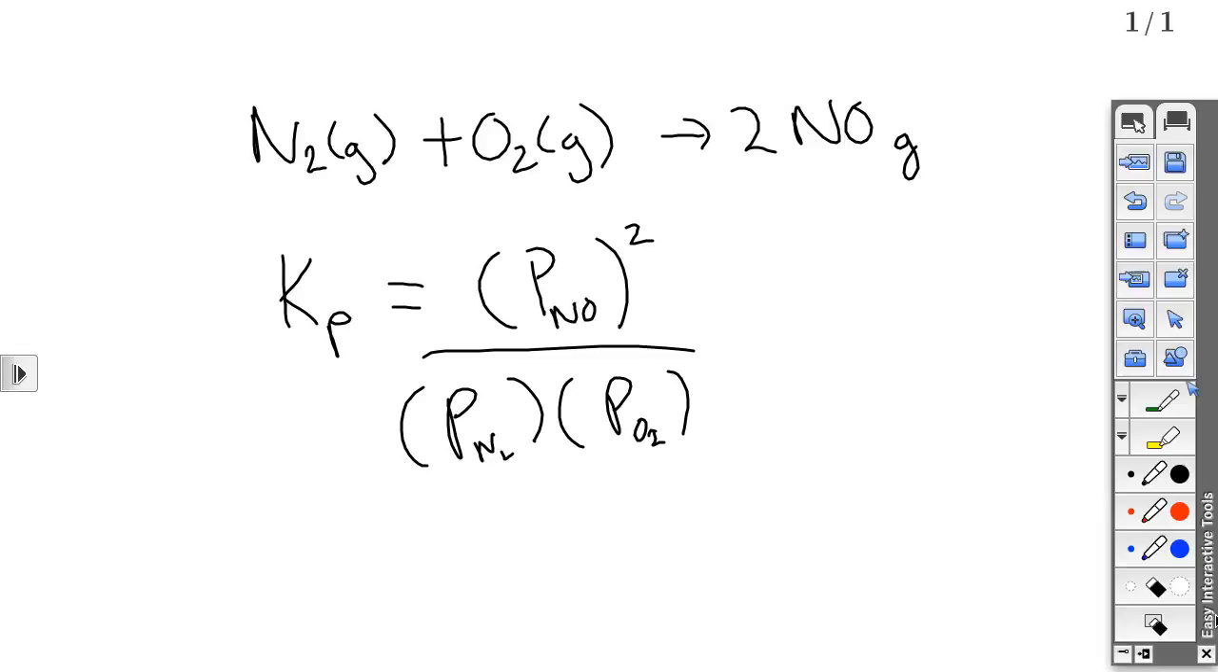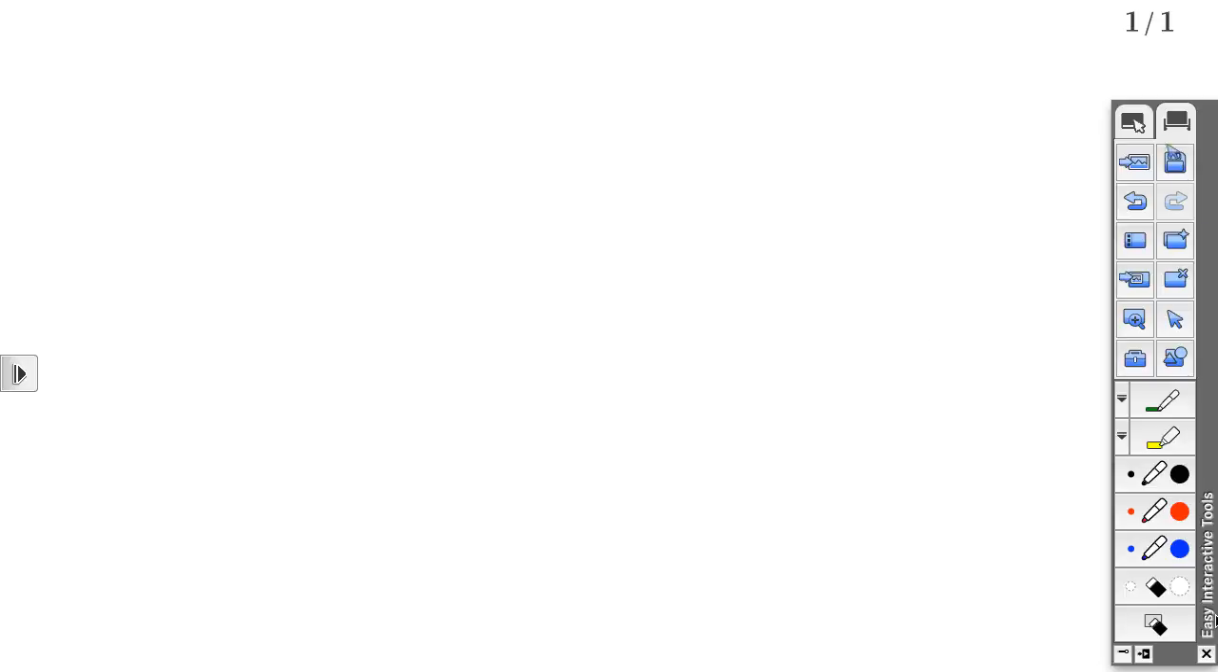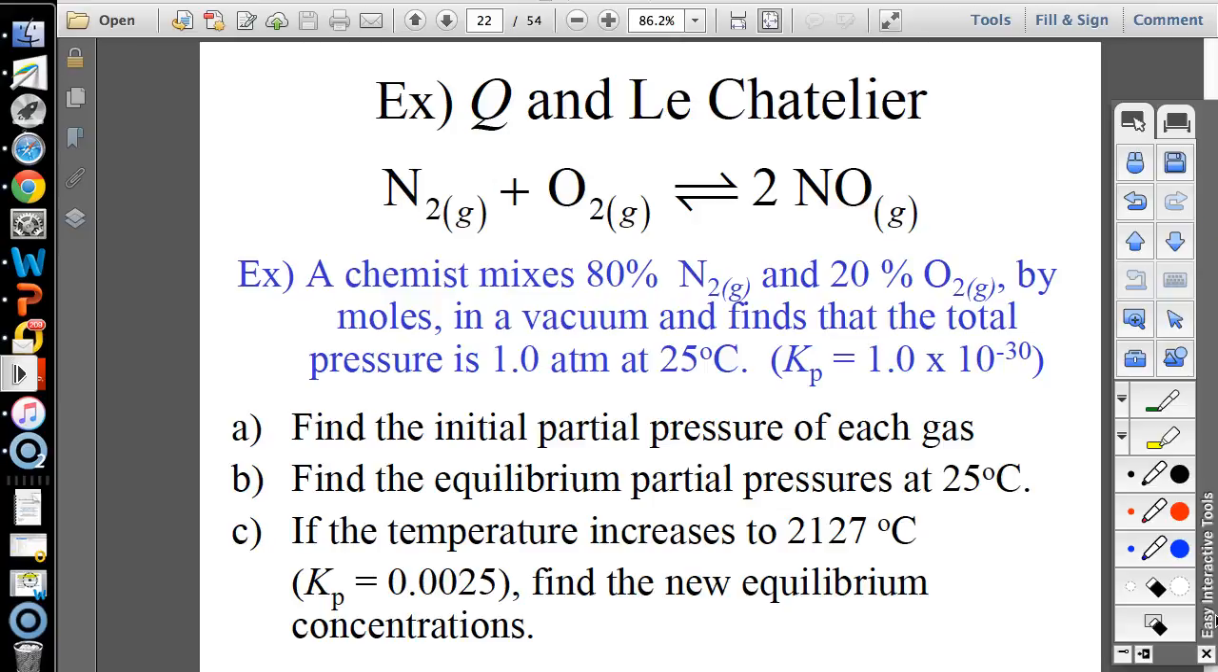Okay? So, going back to that problem, let's actually do it now. A chemist mixes 80% nitrogen and 20% oxygen by moles in a vacuum and finds that the total pressure is 1 atm. Do they give you the partial pressures? No. Do you know the total pressure? Can you figure out the partial pressures pretty quickly? If the whole thing is 1 atm, then I think they have it on the next slide. Pretty simple stuff.